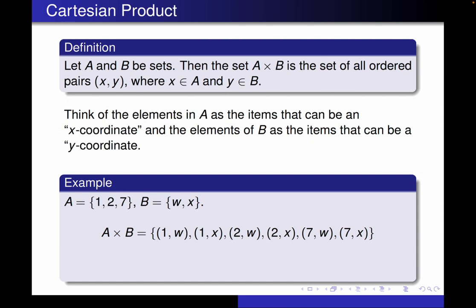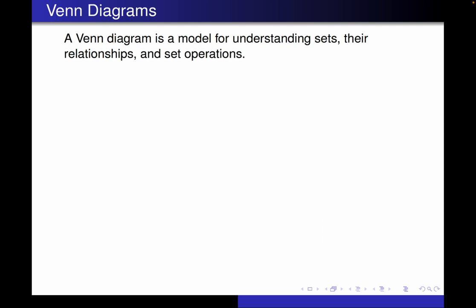Now, I do want to point out that 1W is one of the ordered pairs in A cross B. But if you turn that around to W1, that is not in A cross B. W is not in A, so it can't be used as an x-coordinate. 1 is not in B, so it can't be used as a y-coordinate. All right, so that's how Cartesian products work.